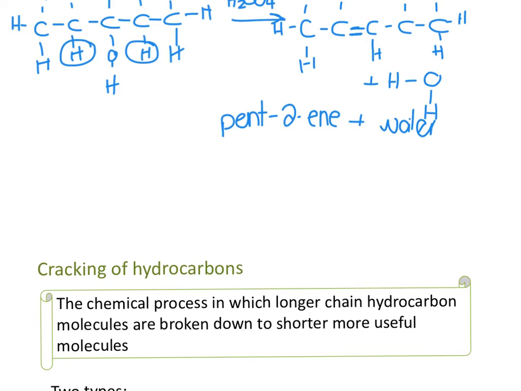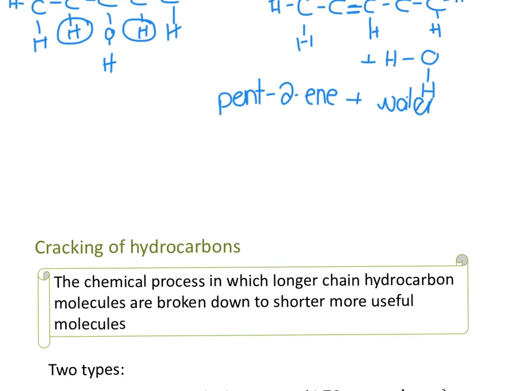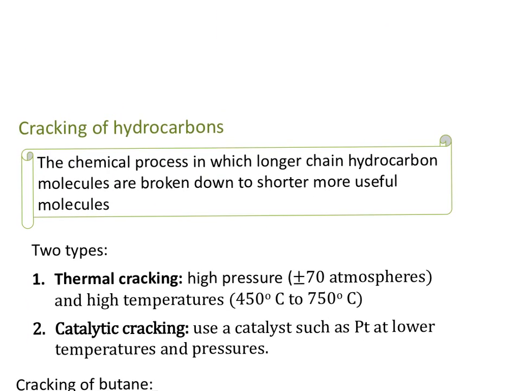So we need to break it up, and there's lots of processes. We're going to do this very simply. We have 2 different types. Please, you must know the conditions. We have thermal cracking, which means we do it under very high temperatures and pressures. 450 to 750 degrees, about 70 atmospheres, very expensive, very dangerous. Then we have catalytic cracking, which uses a catalyst like platinum, but then we can do it at lower temperatures and lower pressures, which means it's not as expensive.